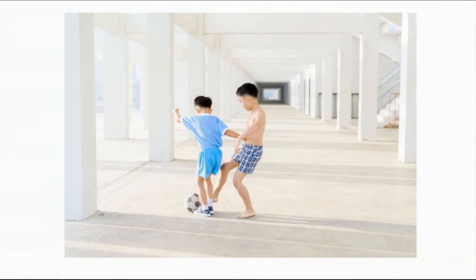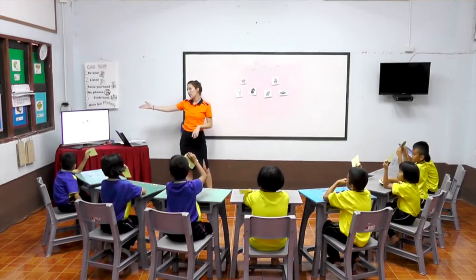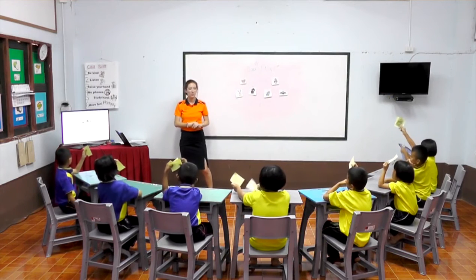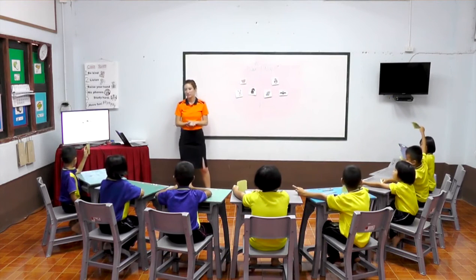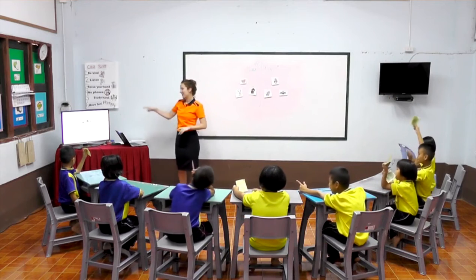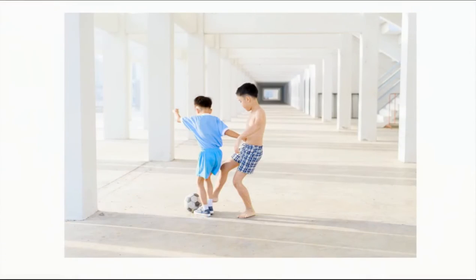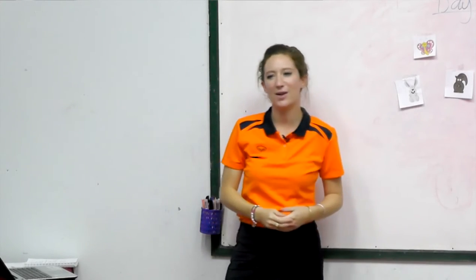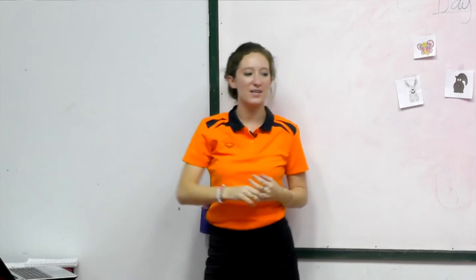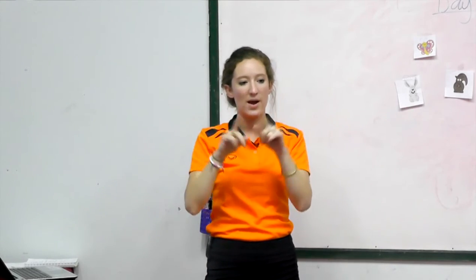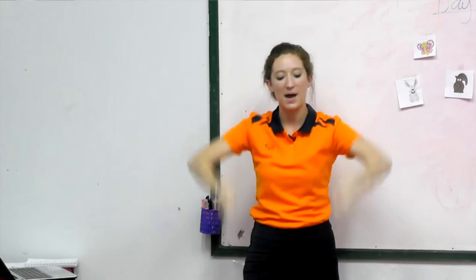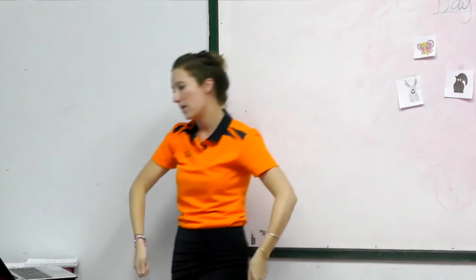What about this one? Show me. Very nice, yeah. So we've got two boys here playing soccer or football, whatever. Day, yeah, it's light. We can't play football at night, right? That would be hard. It's day, very good. So we should have seen the yellow square. Good job. All right, back on our desks. Put it back down.